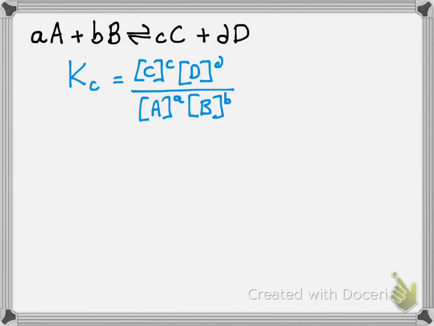How to write the Kc expression. Kc, don't forget, is the equilibrium constant. Square brackets means molar concentration. So it's the molar concentration of the products multiplied together raised to the power of their coefficients, divided by the molar concentration of the reactants multiplied together raised to their coefficients. I.e. it tells you how much product you get per amount of reactant.